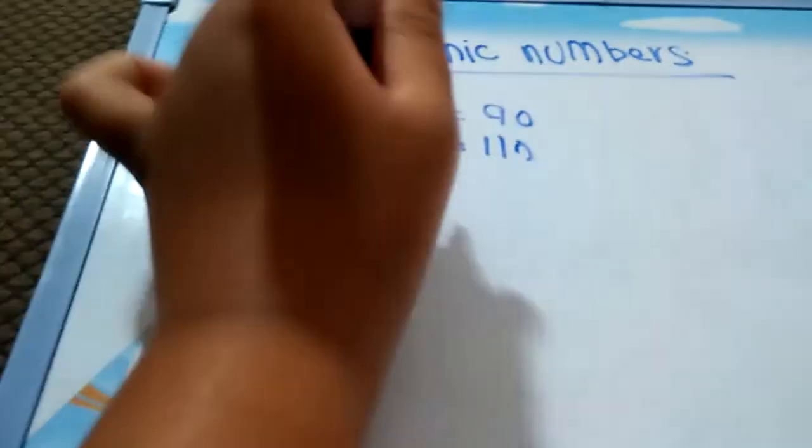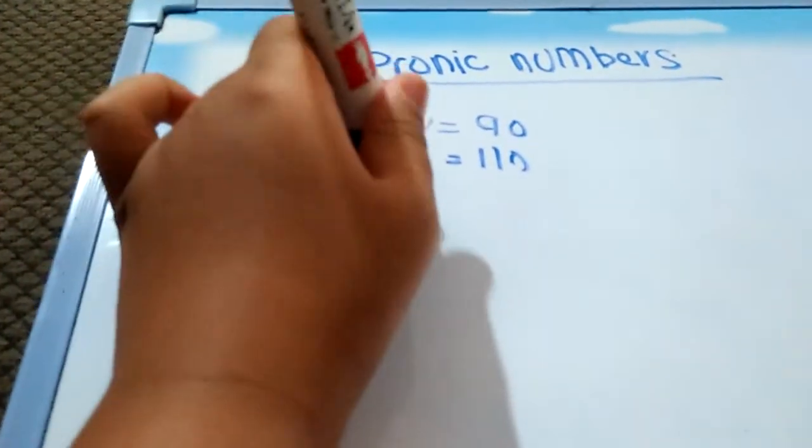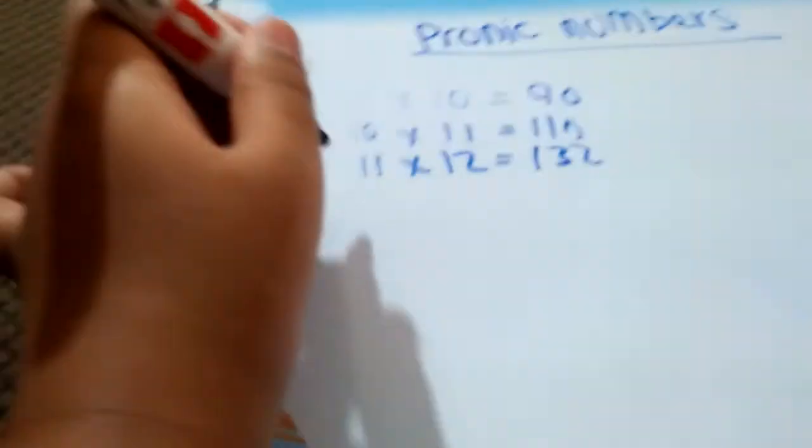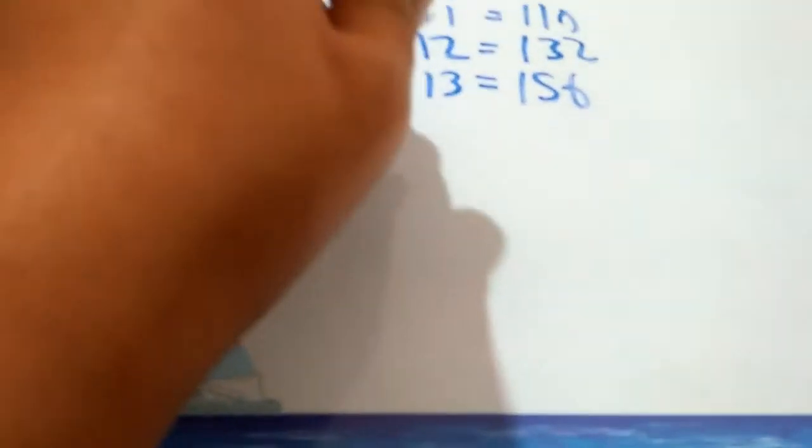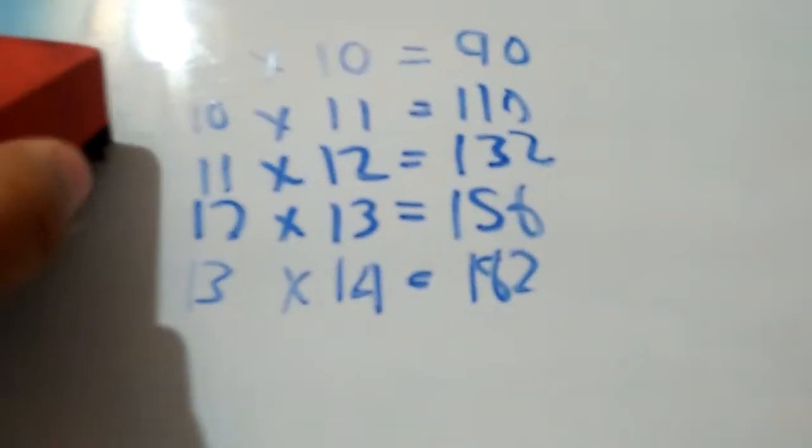Well, if you check, 9 times 10 equals 90 and 10 times 11 equals 110. It's a Pronic number. 11 times 12 is 132, and 12 times 13 equals 156. But also if you add a 0 here, it becomes a Pronic number. And 13 times 14 equals 182. Here, this is becoming Pronic all the time.